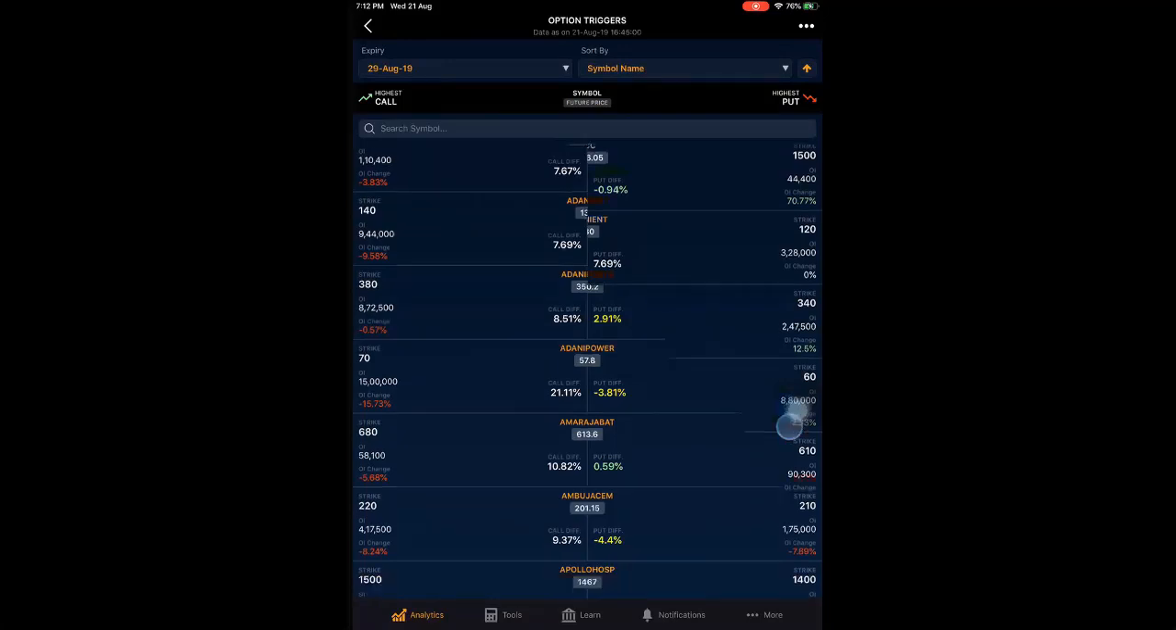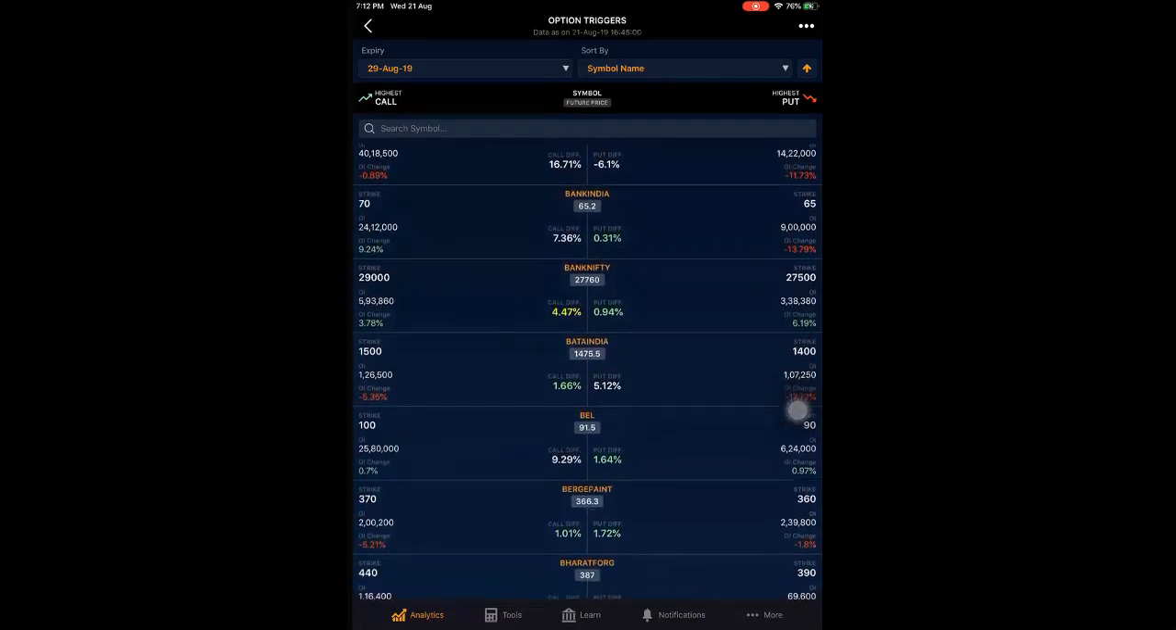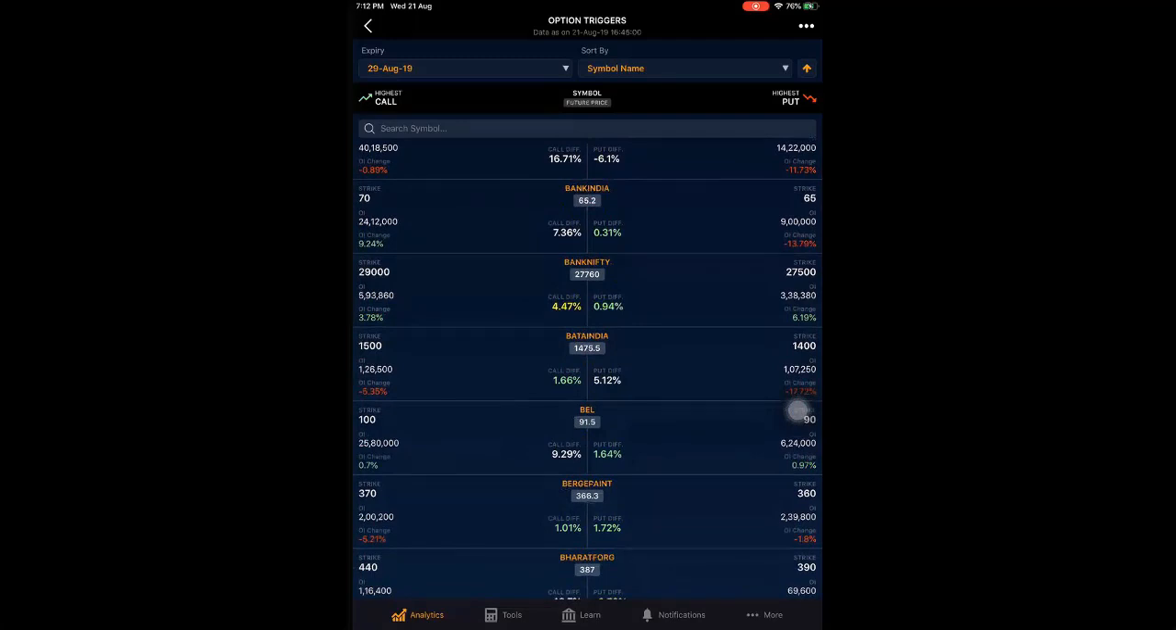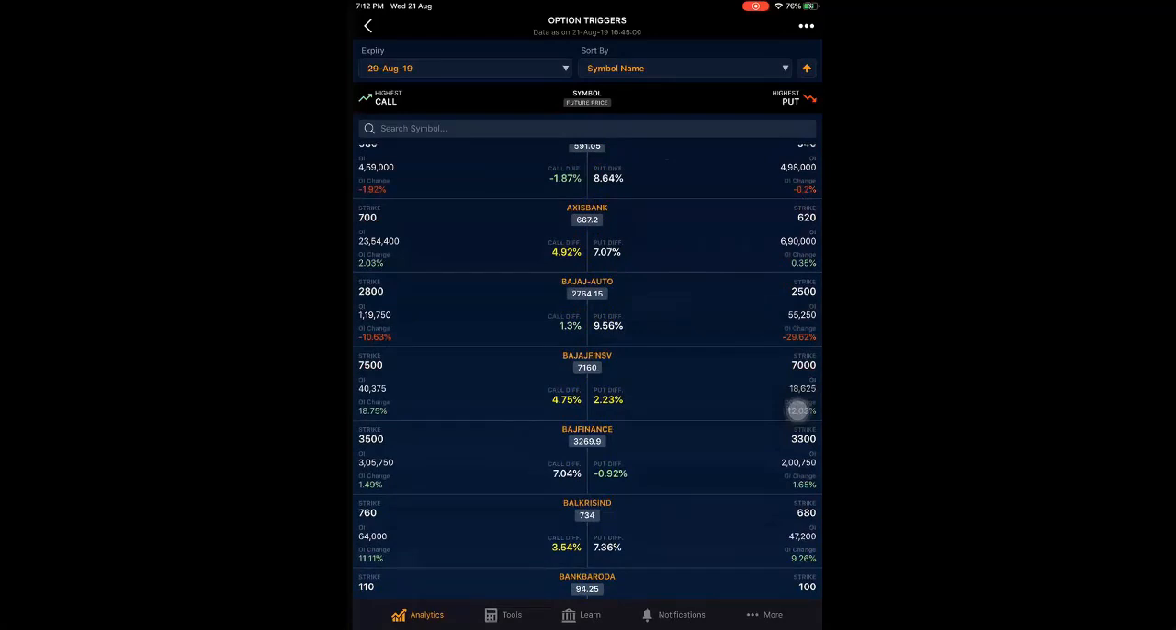So option trigger basically gives you stock-wise details of highest call and highest put. So you can see highest call, highest put. The first thing you come to know from this product is for each stock, which is the highest call, which is the highest put. That means where is the resistance, where is the support. Then if you look at the data, what data are there? If I look at Axis Bank, 667.2 is the future price, the closing price or the future price where it is. 700 strike is the call, 620 is the put. So 700 is the highest call for Axis Bank, 620 is the highest put for the Axis Bank.